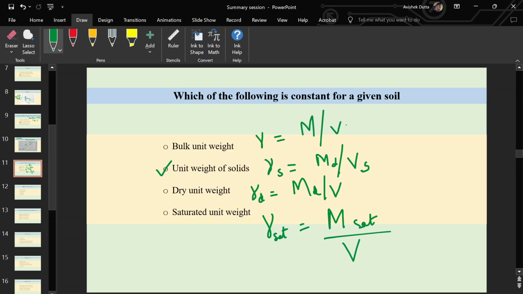So see, in options number 1, 3 and 4 I am using total volume. Total volume means in the three-phase system consisting of solid, water and air, which is variable for a given system of soil, but Vs is constant. Hence unit weight of soil solids is constant for a given soil. So which of the following is constant? Unit weight of solids. Next question.